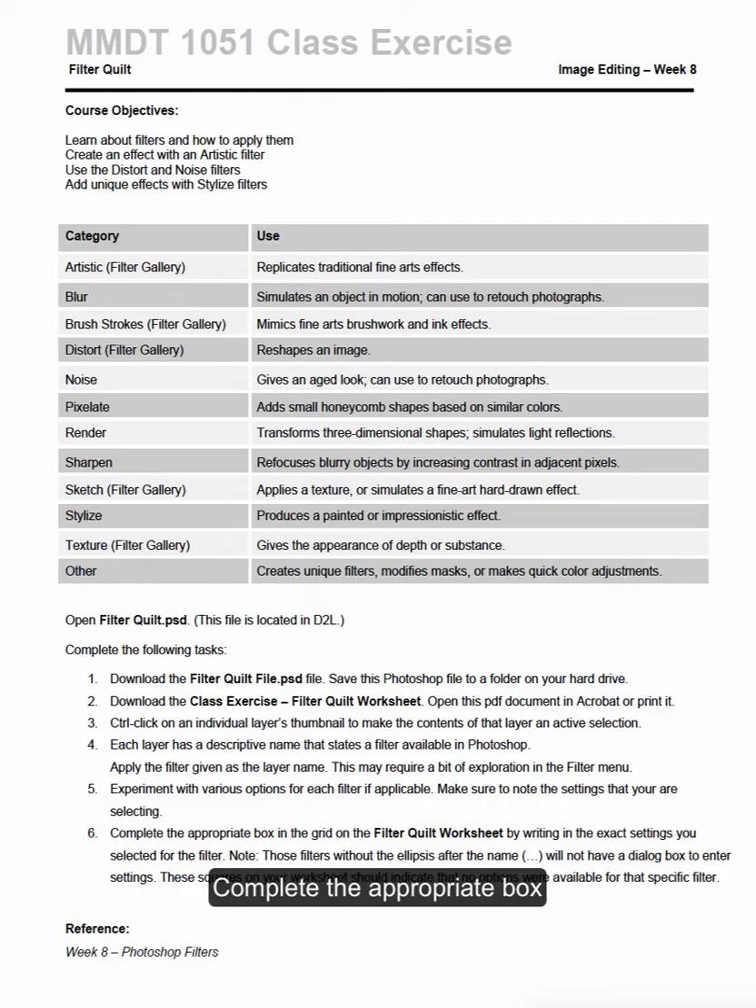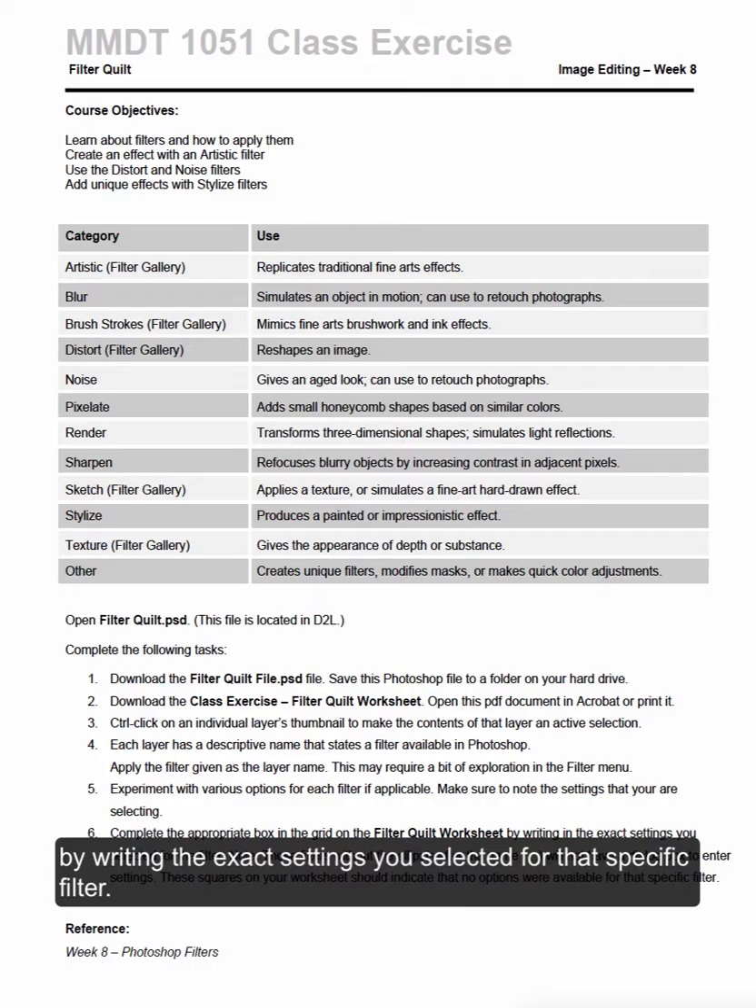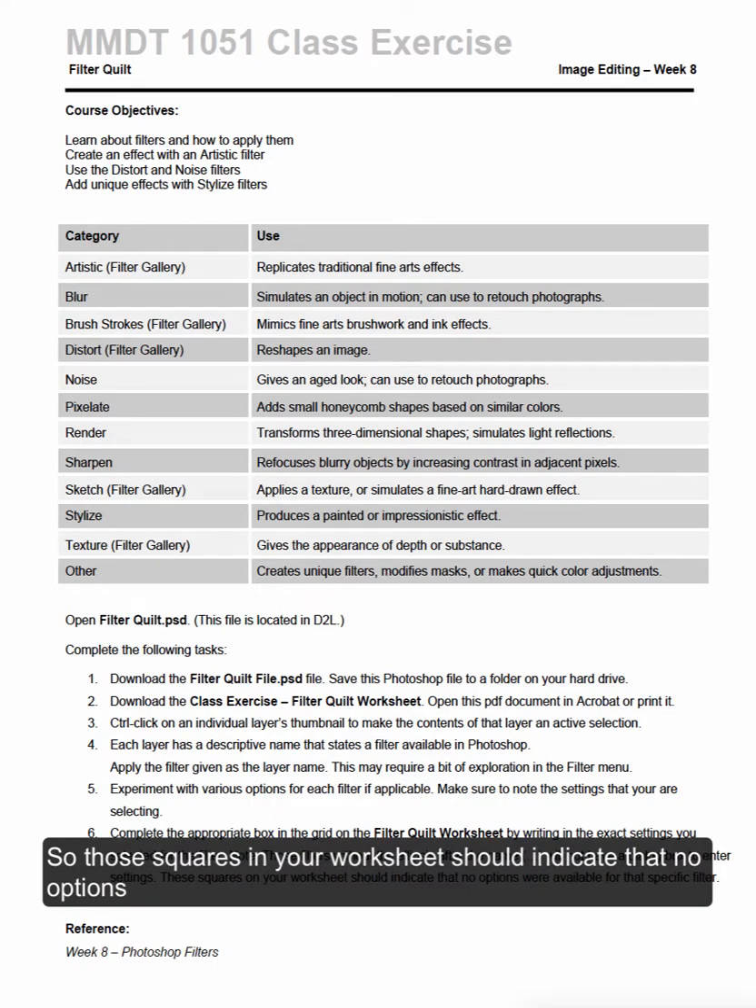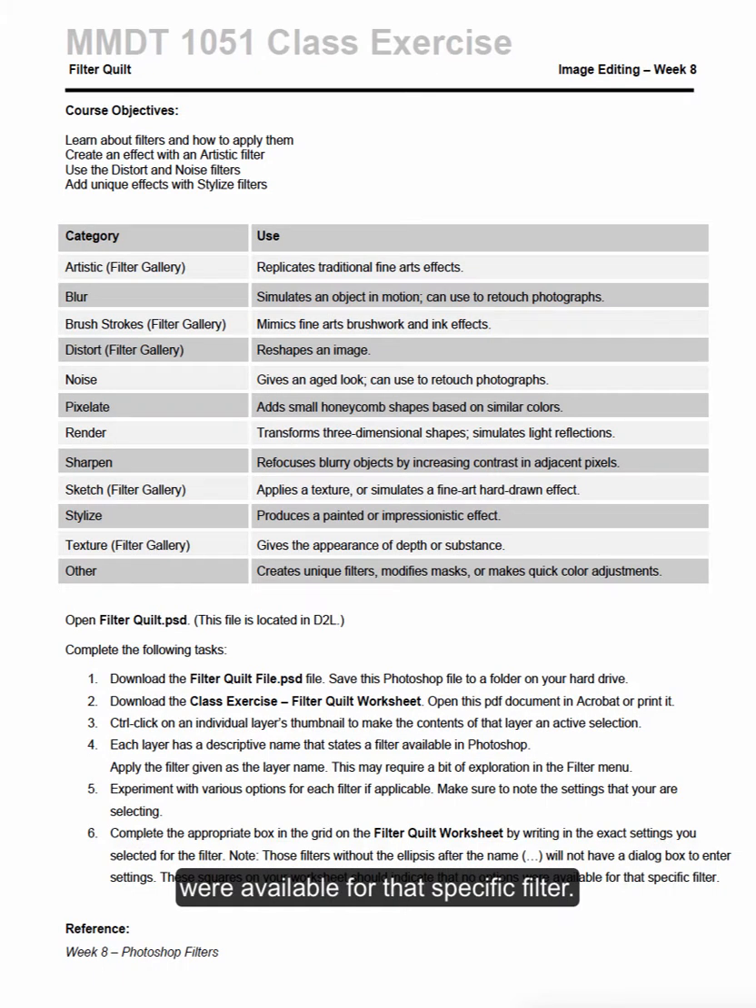Complete the appropriate box then in the grid on the filter quilt worksheet by writing the exact settings you selected for that specific filter. I want you to note those filters without the ellipsis after the name, that's the three dots. Those will not have a dialog box to enter settings. So those squares in your worksheet should indicate that no options were available for that specific filter.